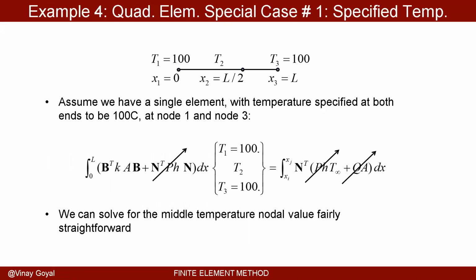Let's look at quadratic element, special case number 1. I have a temperature specified here, a temperature specified here, and a middle node here. I have no convection to the outside, no internal heat flow, so this goes to 0. All I have is this temperature applied, this temperature applied. This goes to 0 because I have no convection to the exterior. So that's easy. You can solve for T2 very easily.